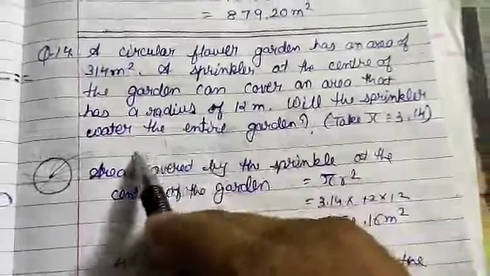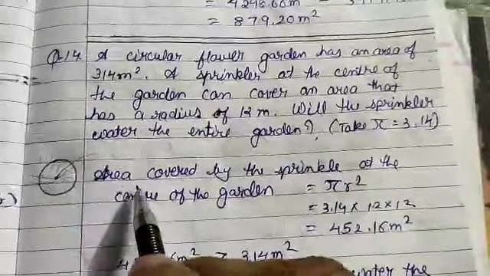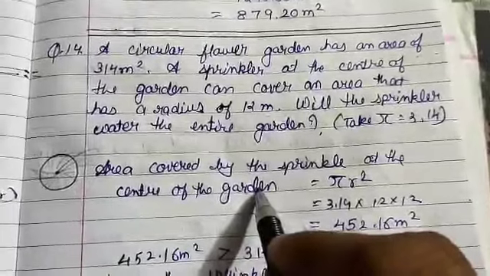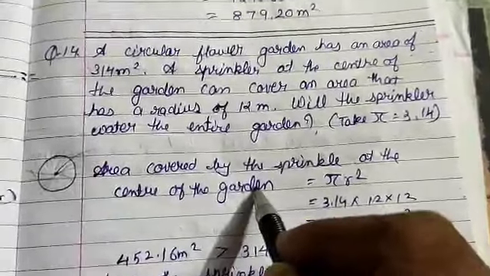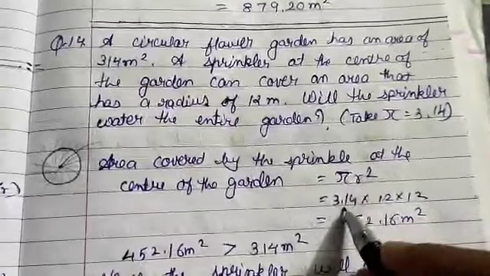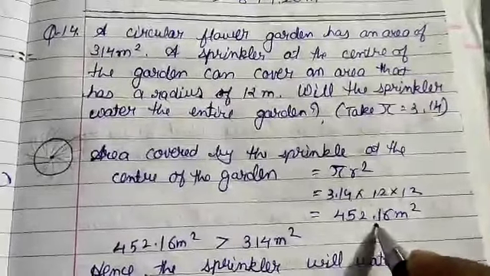So will the sprinkler water the entire garden? For that we need to find the area covered by the sprinkler from the center. In short, we have to find the area of the circle whose radius is 12 meter. So apply the pi r square formula, that is 3.14, the value of pi, into 12 into 12, that is 452.16 meter.